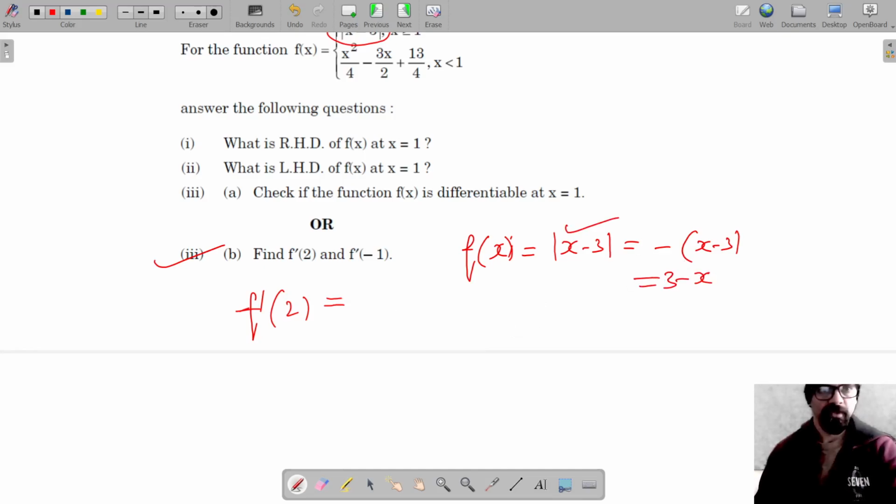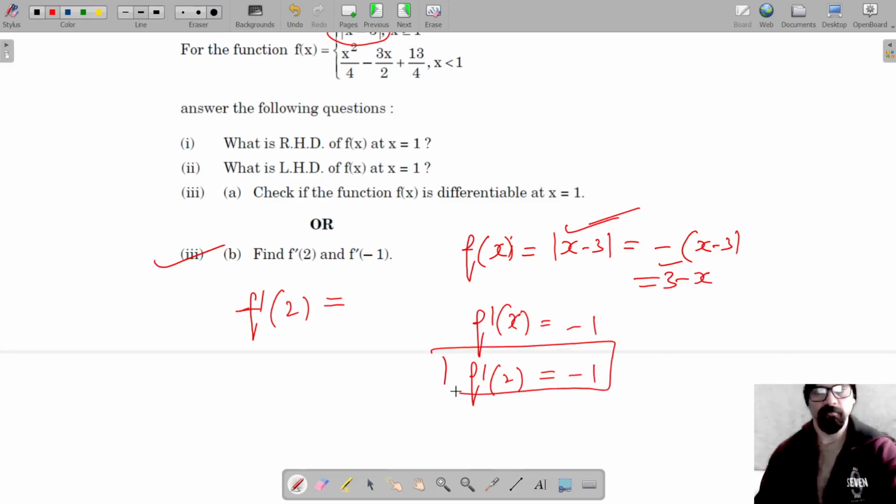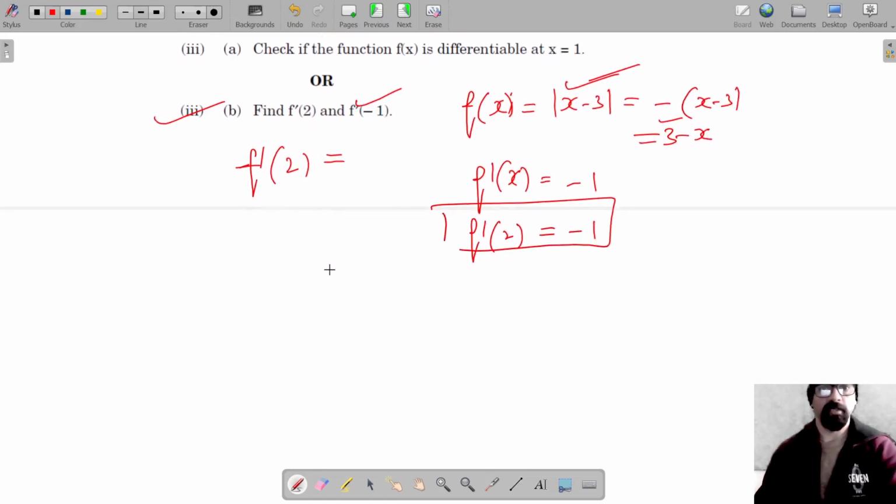Now its differentiation, so f dash x is equal to differentiation of 3 minus x, which is negative 1. So that means, differentiation at 2, if I put 2, there is no x here, so it's simply negative 1. So differentiation at 2 is negative 1. Now let's find the differentiation at negative 1. So negative 1 is less than 0, so our function will be this for negative 1.